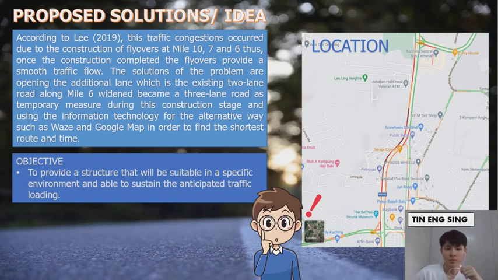Not only that, we are using information technology as an alternative way, such as Waze and Google Maps, in order to find the shortest route and save drivers time so that they arrive at their destination even faster. The project objective is to provide a structure that will be suitable in a specific environment and able to sustain the anticipated traffic loading.